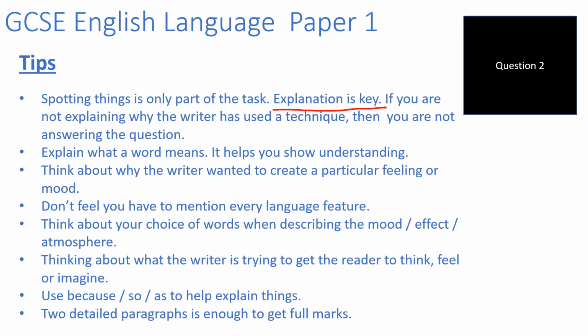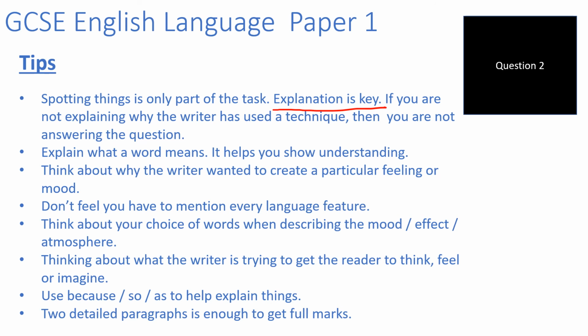Don't mention every language technique feature. Think about your choice of words when describing mood or effect or atmosphere. That's a really, really important thing to think about. Obviously, if you're struggling, think about whether it's a positive or negative mood that the writer is trying to create, and then you could add your understanding about particular moods. So you can say, is it a boring, miserable, depressing mood, or is it an excited, impressed, magical mood? And so using your choice of words really helps you to explain what the writer is trying to do.